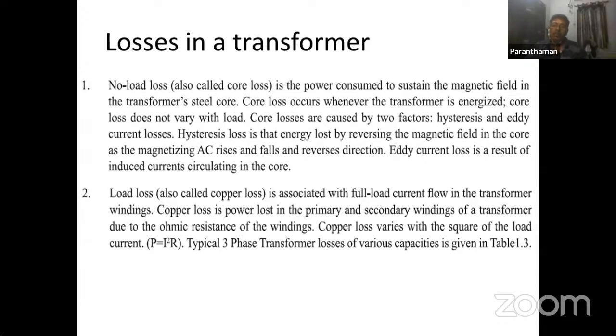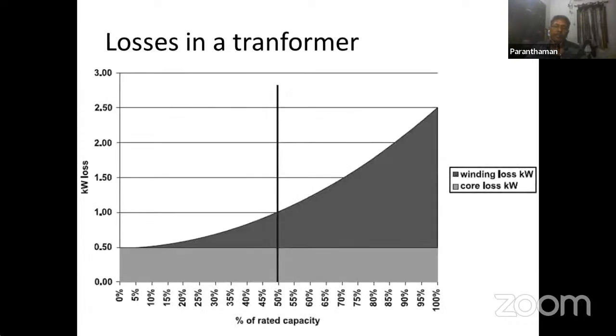Load loss is called copper loss. It will be proportional to the load only. You can see that gray area, sir. This gray area is irrespective of the load, it will be constant, that is no load loss, that is iron loss or magnetizing loss. The black curve goes up, it is proportional to the load we are using, sir. Okay, from off load to full load, this will go up gradually.